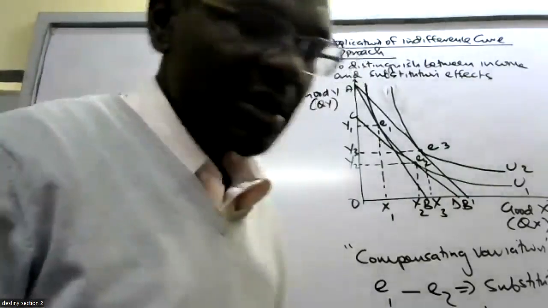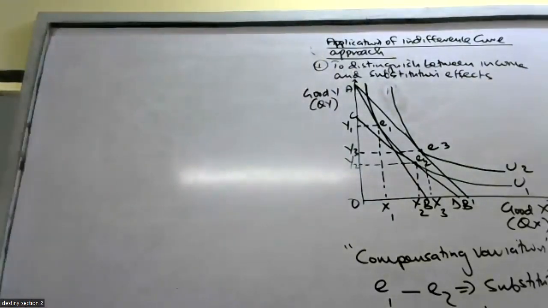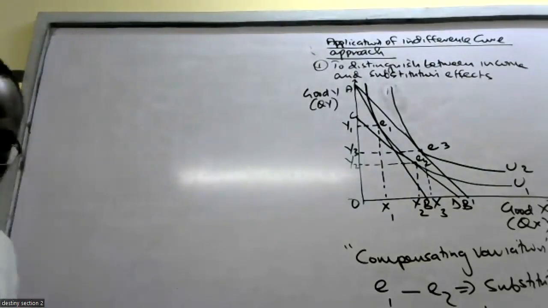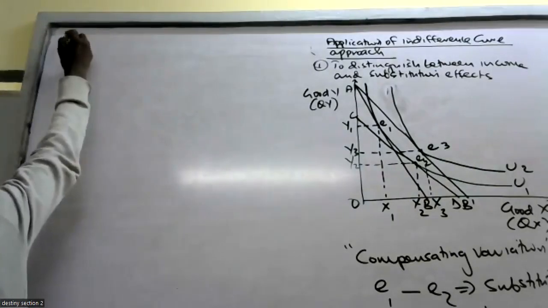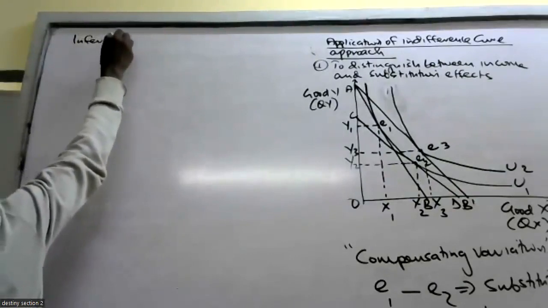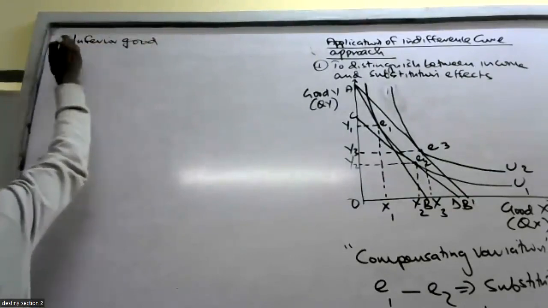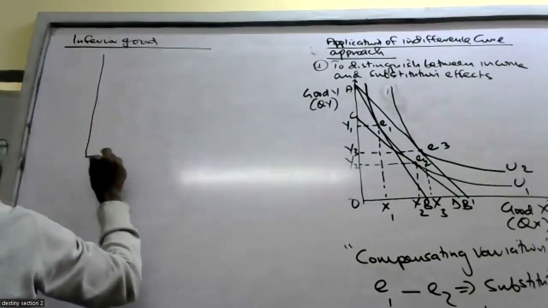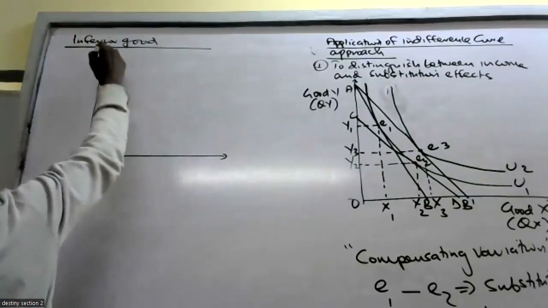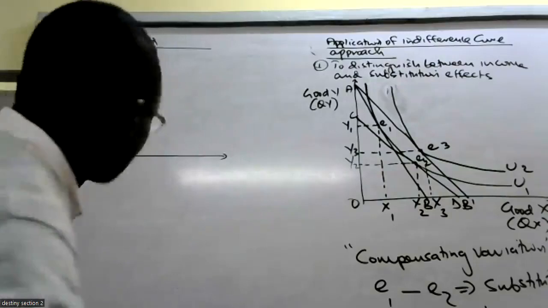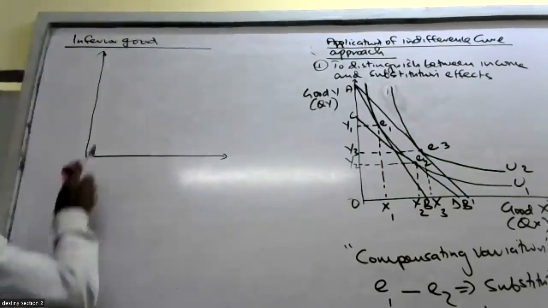So this first one will show an inferior good. So I want to show inferior good here. So this will be for the inferior good. I want to do them at the same time to show you where the difference comes, because they are the same. I will just show you where the difference is coming.